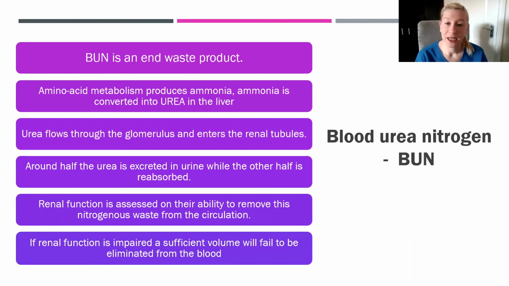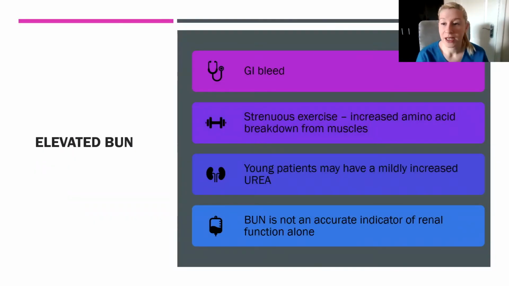Now, this is then taken to the kidneys, where it's excreted renally. And if you have an increase in your urea, then this could be due to a couple of different things. So your renal function is assessed on the body's ability to remove this urea from the circulation. And if your kidneys are impaired or the function is impaired, then you may start to see a buildup in your urea.